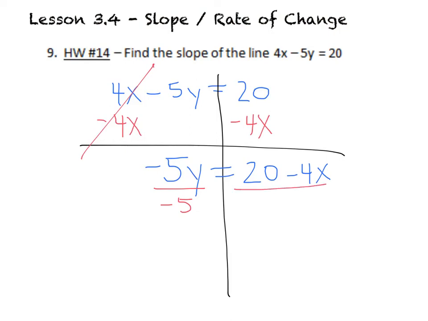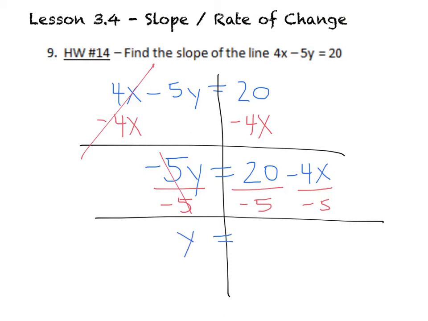Some people do this, which is perfectly fine. That's a perfectly fine method to do it. Personally, I prefer to do it this way. Either way is fine. And now, let's reduce. These 5's cancel. We're left with y equals 20 divided by negative 5 is negative 4.